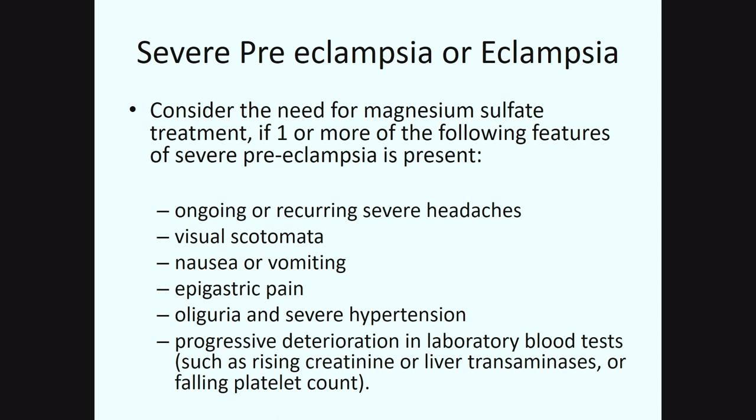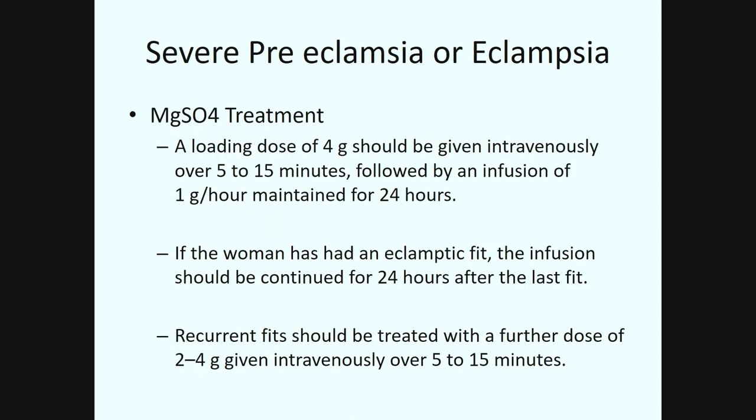About the treatment with magnesium sulfate, a loading dose of 4 grams should be given intravenously over 5 to 15 minutes, followed by an infusion of 1 gram per hour, maintained for 24 hours. That is the usual treatment method that we are using. But if the woman has had an eclamptic fit, the infusion should be continued for 24 hours after the last fit. So after the last fit, we need to continue magnesium sulfate for a period of 24 hours.